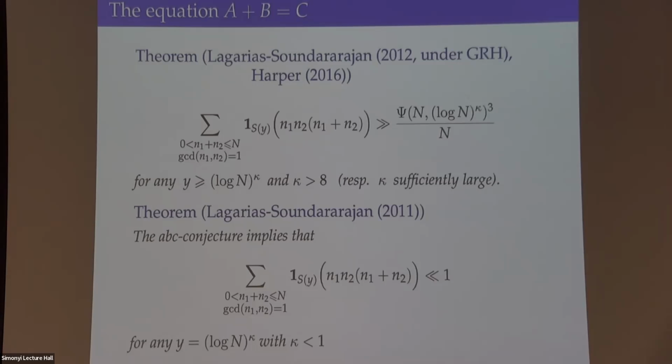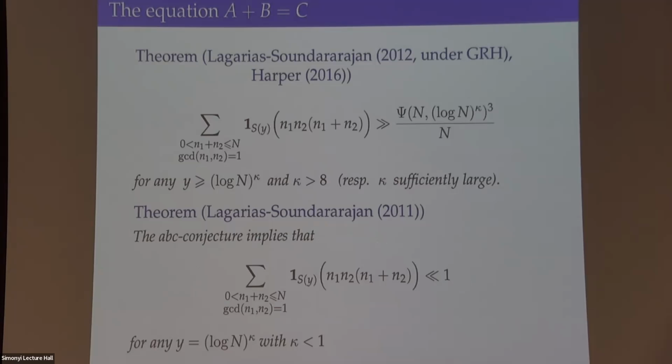This result applies provided the smoothness parameter is at least as large as a power of log N, and the power is something larger than 8. The GRH restriction has been removed in later work by Harper, and he almost obtains the Lagarias and Soundararajan result without this condition, but he needs the exponent to be a little bit larger. On the other hand, if y is quite a bit smaller than this, so if you use a y of the shape a power of log N, where the exponent is less than 1, then the ABC conjecture implies that this counting function here only has a bounded number of solutions.